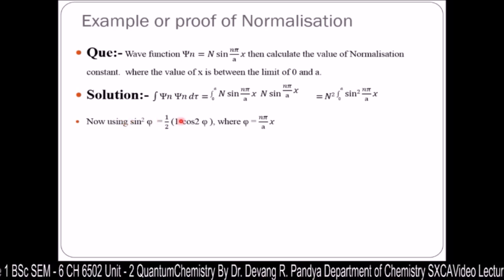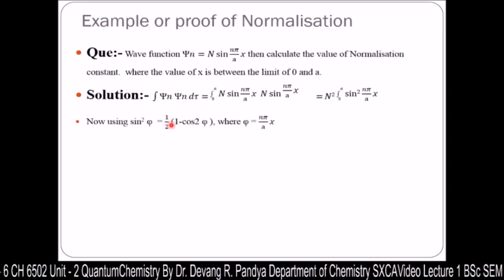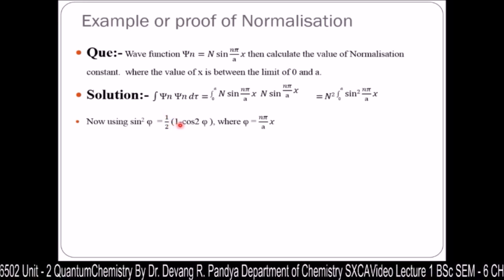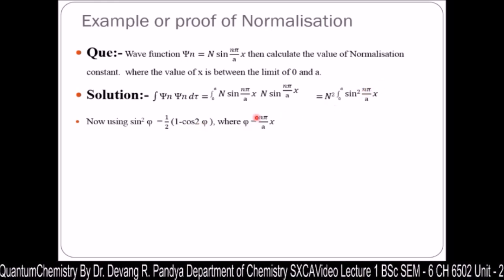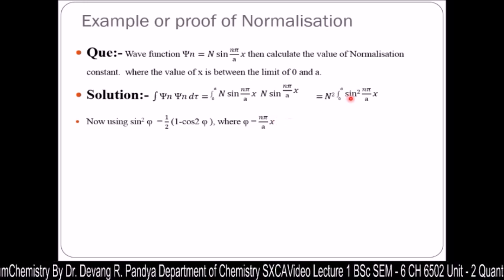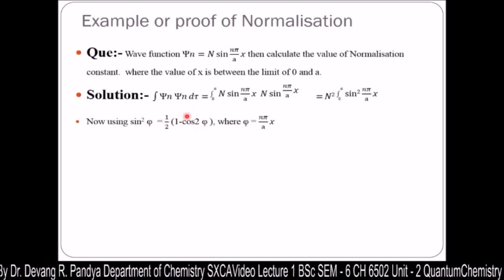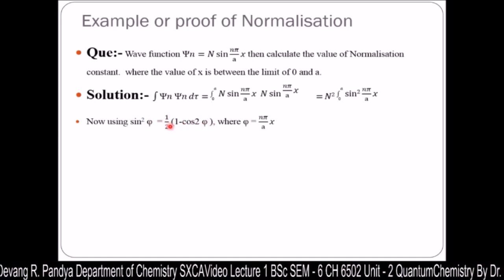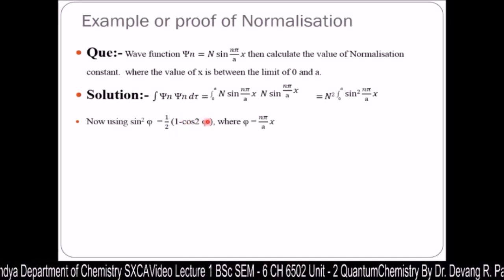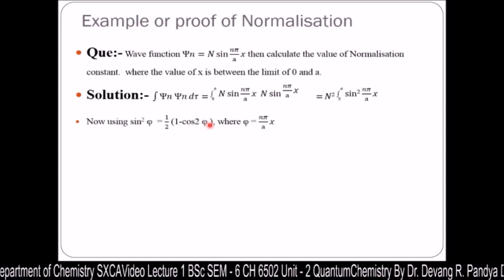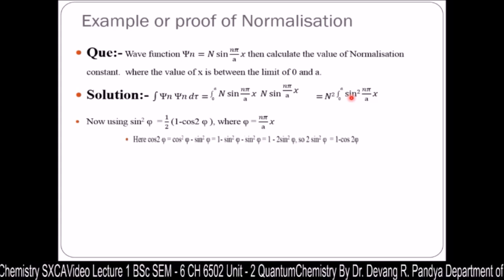Now using this trigonometry relation, that sine square phi is equal to 1 by 2 into bracket 1 minus cos 2 phi, where phi we can take as n pi by a into x. So instead of sine square n pi by a into x, if we put this value, we can write 1 by 2 into 1 minus cos 2 into n pi by a into x. That value we can substitute for this sine square in this equation.